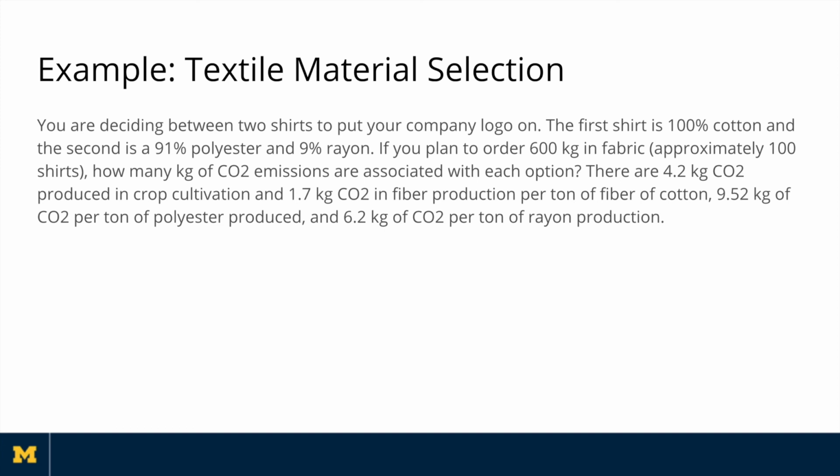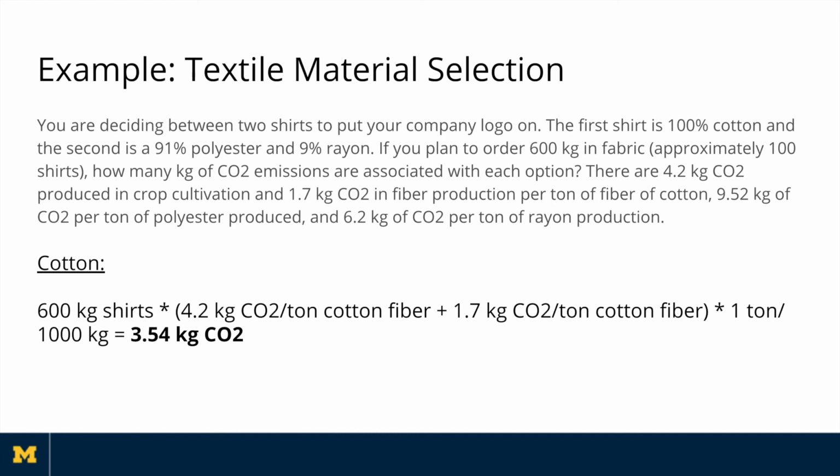There are 4.2 kilograms of CO2 produced in crop cultivation and 1.7 kilograms of CO2 in fiber production per ton of fiber of cotton, 9.52 kilograms of CO2 per ton of polyester produced, and 6.2 kilograms of CO2 per ton of rayon production.